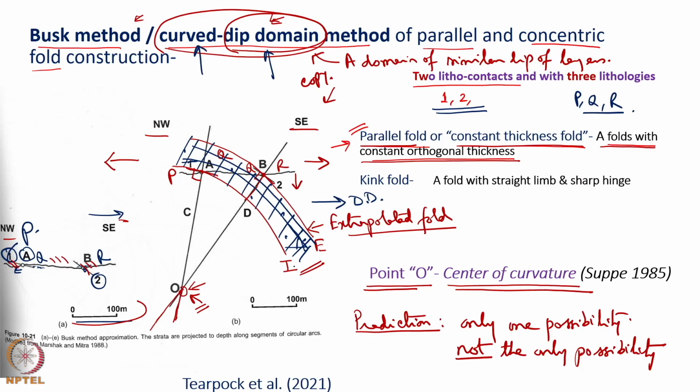A dip domain does not guarantee that the dip amount is everywhere the same. When the dip domain is curved, the dip amount can change. However, the dip direction remains the same. Now, what I have said here, let us execute on paper.